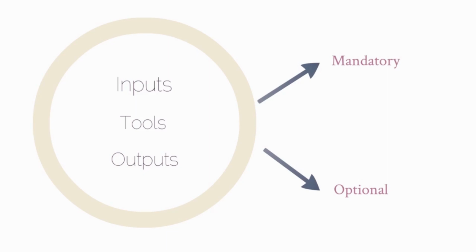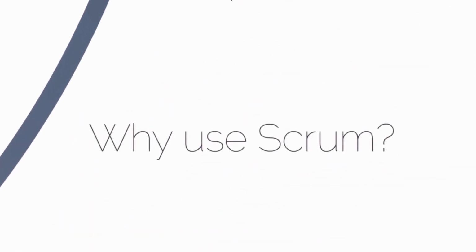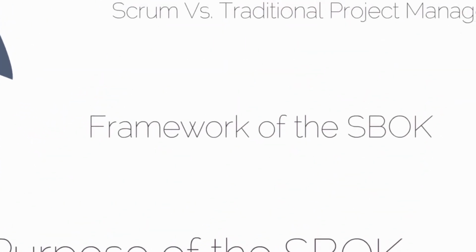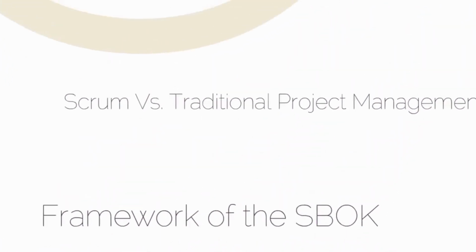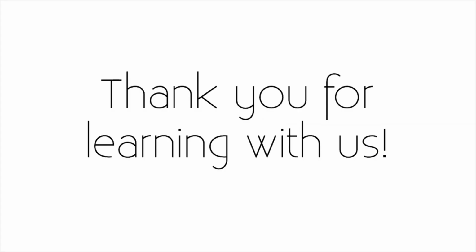Finally, Appendix A contains an overview of the Agile Manifesto by Fowler and Highsmith, and a discussion of various Agile methods for those who want more information about Agile. The sections covered in this chapter are 1.1 Overview of Scrum, 1.2 Why use Scrum, 1.3 Purpose of a Guide to the SBOC, 1.4 Framework of a Guide to the SBOC, and 1.5 Scrum versus Traditional Project Management. And that wraps up the introduction to the Scrum body of knowledge.